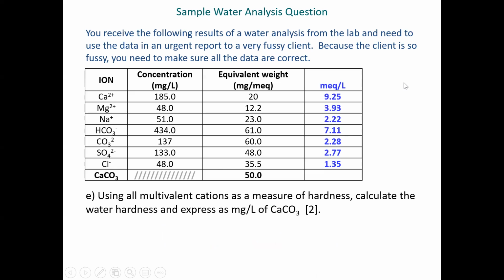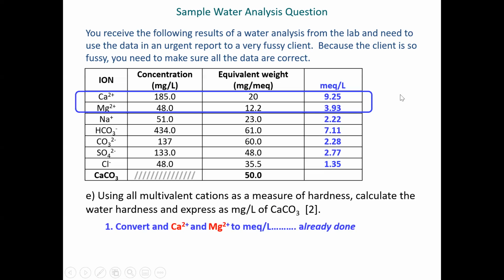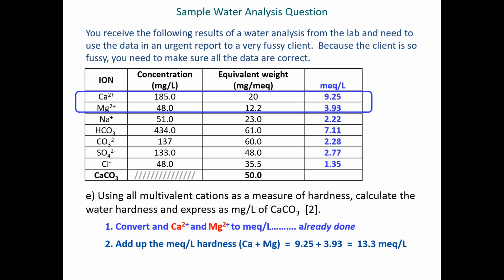Okay, so of course we're going to be asked to calculate hardness and alkalinity. Okay, so remember, for hardness, what do we need to do? We need to add up all of the divalent cations, which usually means calcium and magnesium. So the first step was convert these values to milliequivalent per liter. We've already done that. The second step is to add them up, and that would give me the total amount of hardness. So in this case, 9.25 plus 3.93.